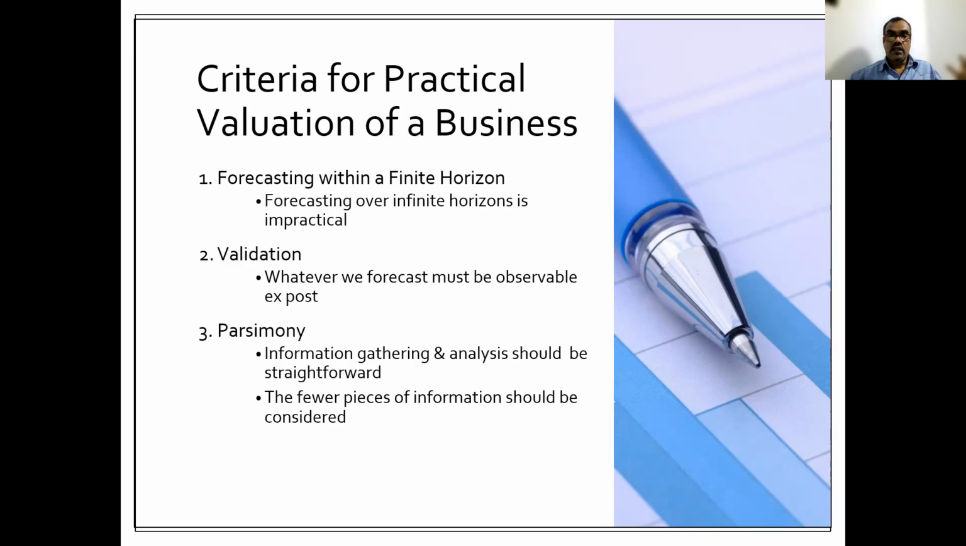So therefore, parsimony tells us to be pragmatic and deviate from accessing all the information, but look at the relevant and limited information which has critical influence, or which is pivotal for the valuation. That's what we have to do.